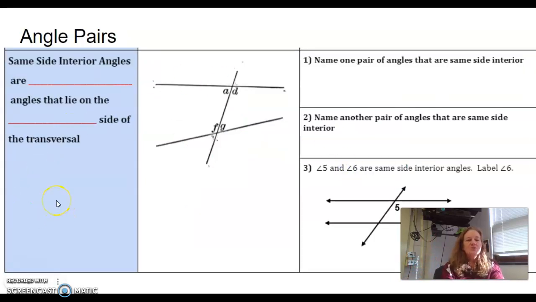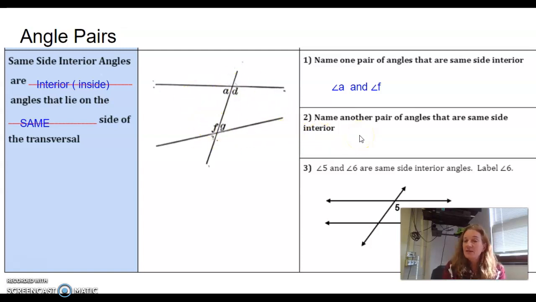Okay? So now let's talk about angle pairs. We're going to talk about same side interior angles. So we're first talking about inside angles. I'm looking at my transversal, a vertical line cutting two horizontal lines, and I'm looking at the same side. So they have to be interior, inside, and they lie on the same side of the transversal. So one pair is A and F. A and F are on the same side of my transversal, and they're inside the box. If I had a hamburger here, they'd be inside.